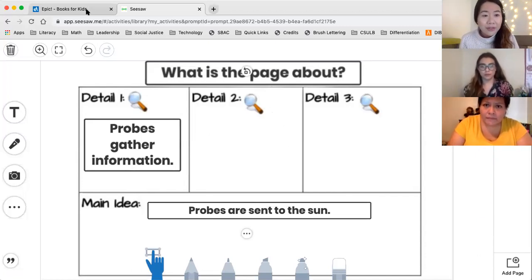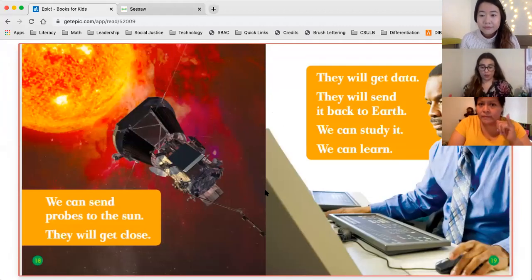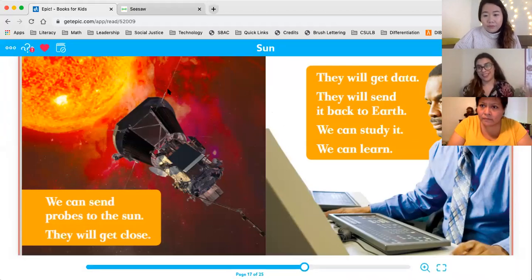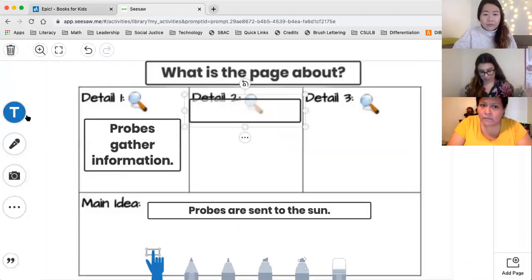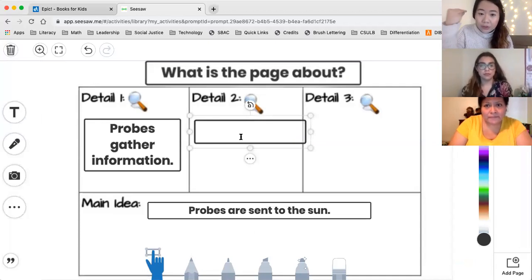Ms. Akimowicz, do you have a thought? Yes, I agree with Ms. Rosales. I put that probes collect data, but then I also put that scientists study the data. I know it says we, but I know that scientists are the ones who study it. So I just added scientists study the data or data. I love that you combine your prior knowledge with new information, because readers, we always do that.